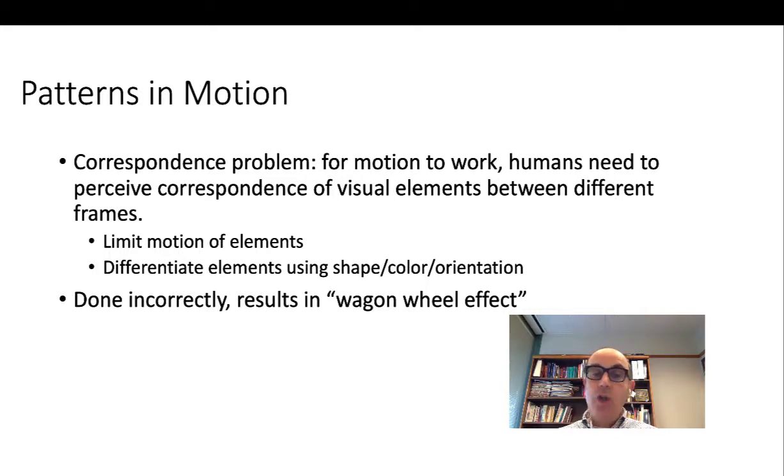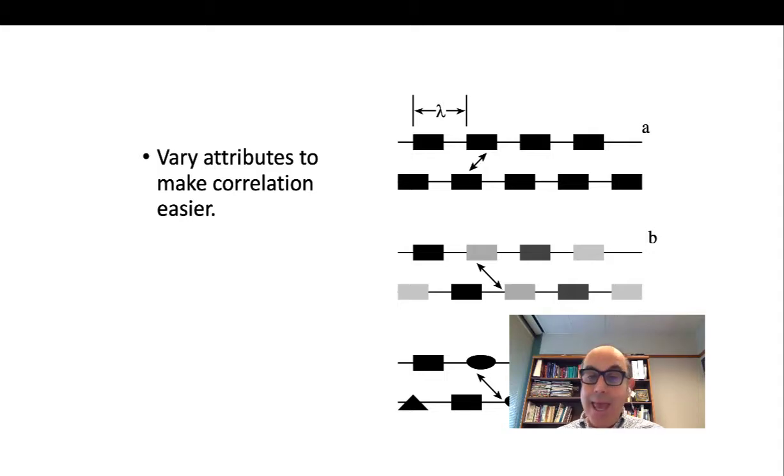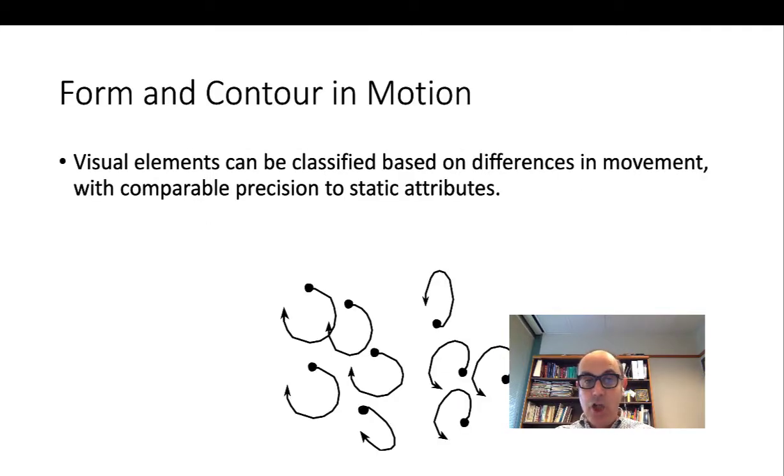Patterns in motion is also a part of our vocabulary that we are going to use. The notion of how humans need to perceive correspondence of visual elements between different frames. For example, limited motion of elements. And again, another example, different elements using shape, color, or orientation. And again, the issue of what works best, A, B, or C. Every attribute makes correlation easier. And again, this is the issue of what will be easier to make the distinction.